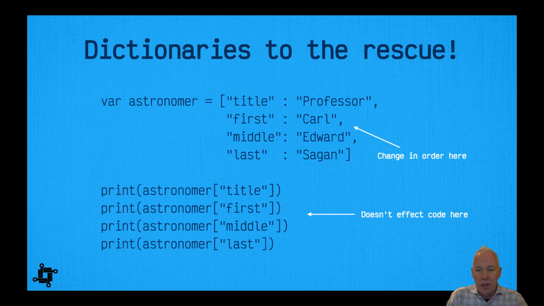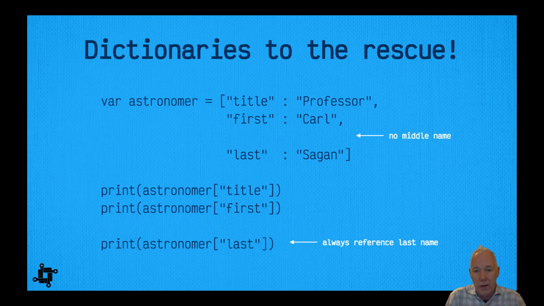So for example, let's suppose that we change the order of how we declared things in here. That would not change or have any effect down here. So we could redeclare middle up here, first here, and last here, and this would still work. The order change would not matter.